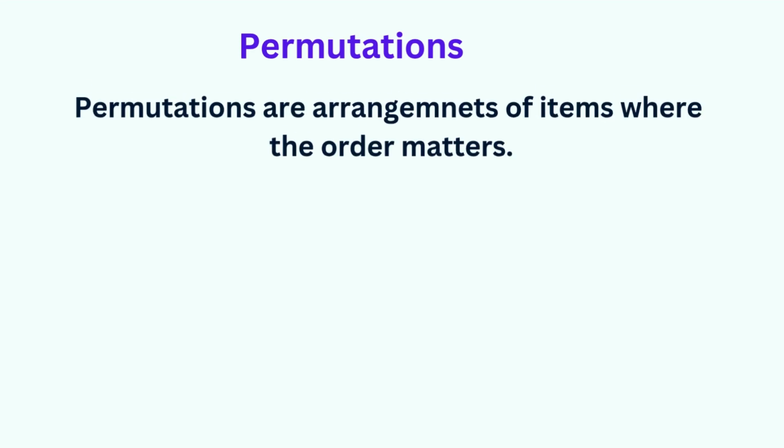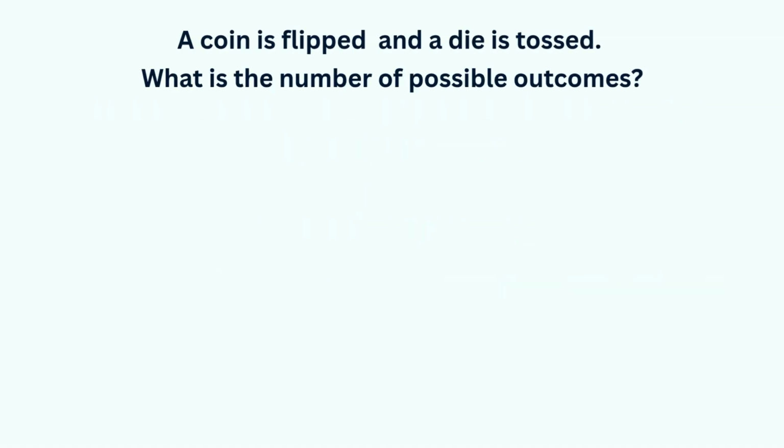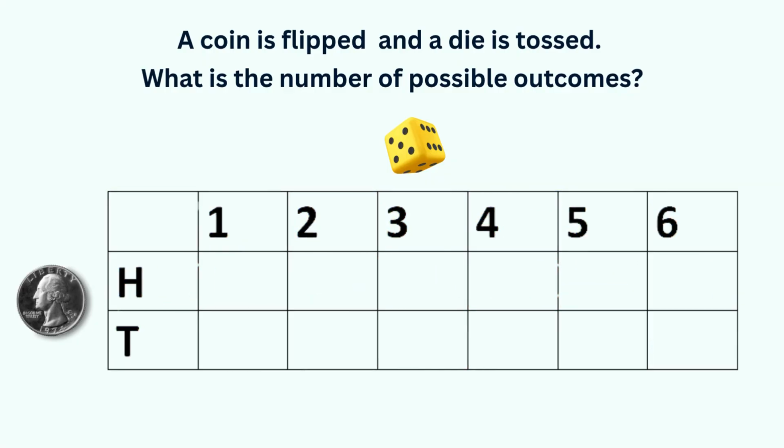In this video, we'll explore permutations. But first, let's build a strong foundation using the fundamental principle of counting. Imagine tossing a coin and rolling a die. For the coin, there are two possible outcomes, heads or tails. For the die, there are 6 possible outcomes, the numbers from 1 to 6.